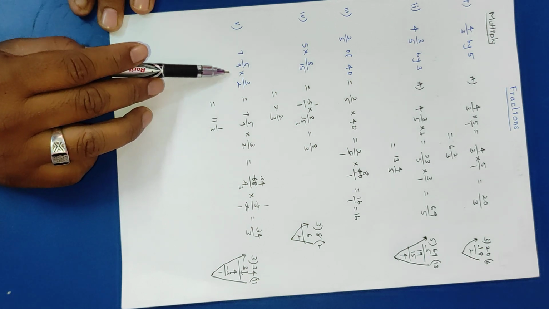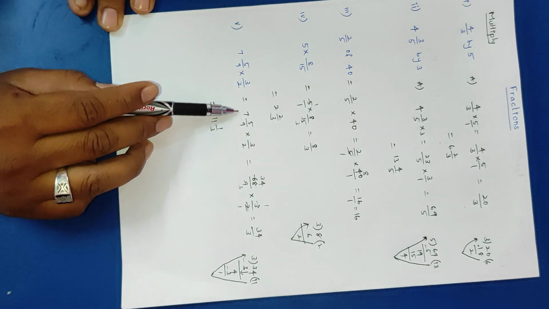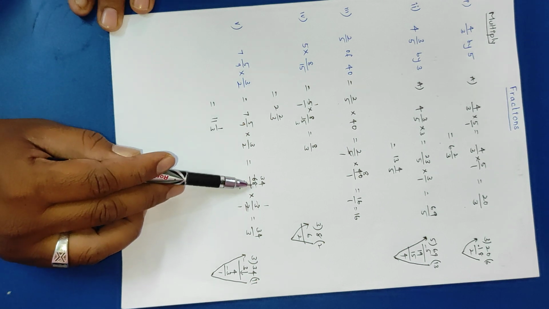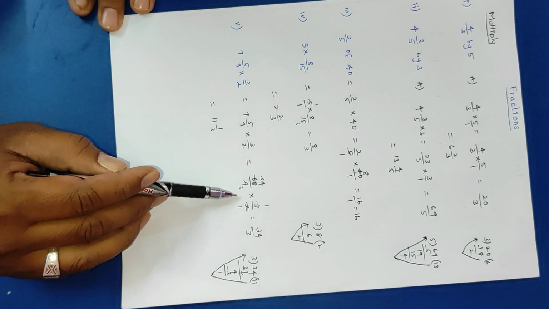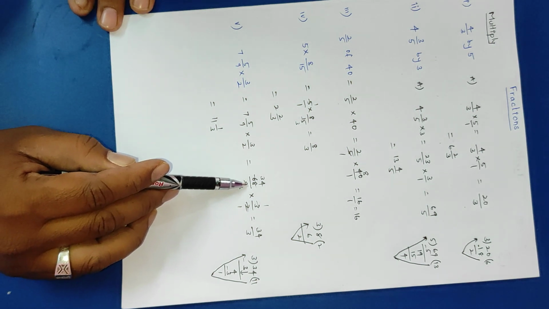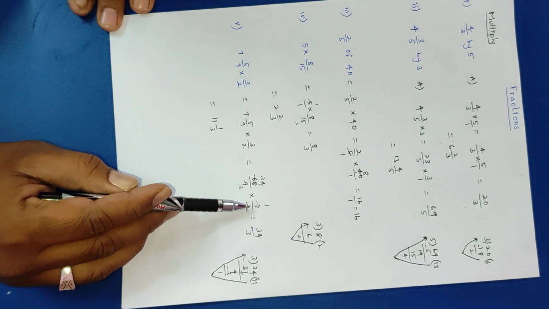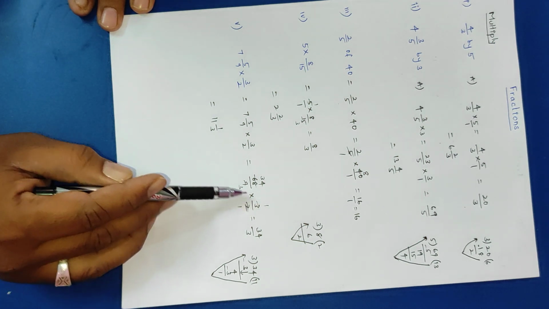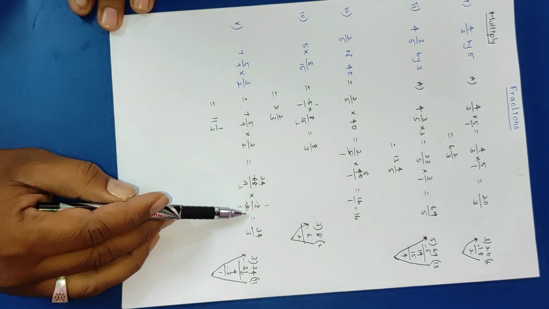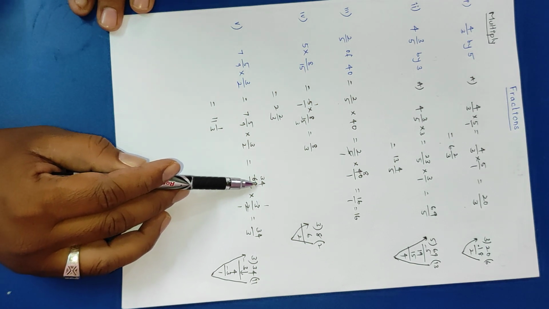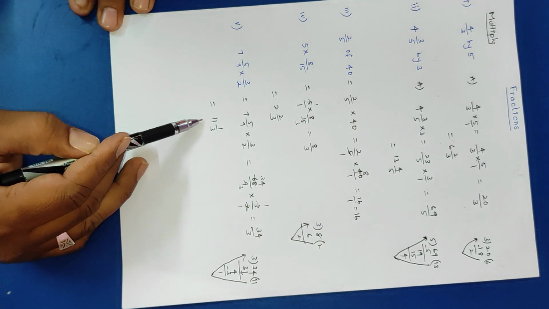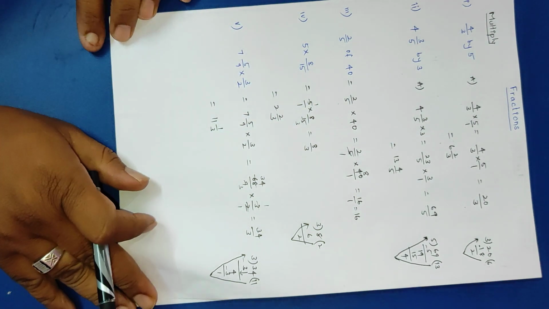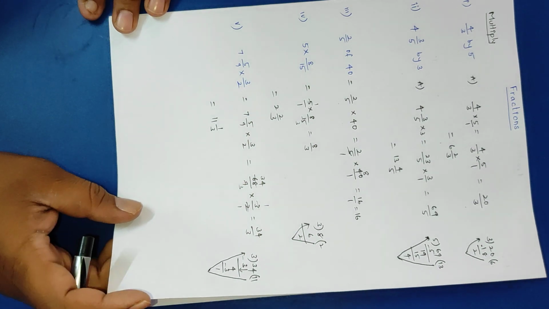Now 7 5 by 9 into 3 by 2. 9 7s are 63 plus 5, 68 by 9, 3 by 2. Check, is there any cancellation? 9 is exactly divisible by 3 and 3 is also divisible by 3. 3 1s are 3, 3 3s are 9. Now again 2 1s are 2, 2 3s are 6, 2 4s are 8. 34 by 3. Convert as a mixed fraction. Like this, you also write some more problems and practice yourself.